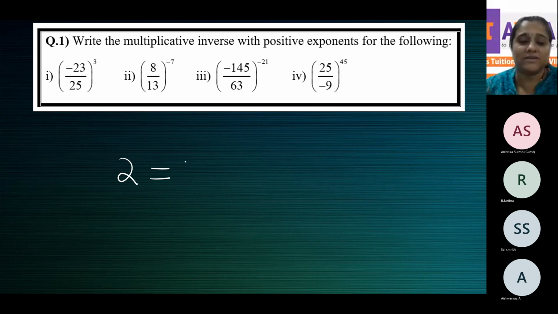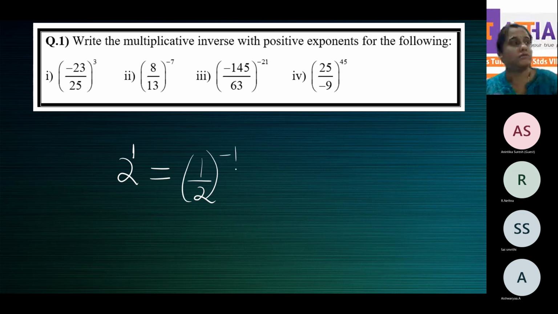Yes, I'm back, children. So Aishwarya was right. We just have to use a rule. What's the base? 2 is the base. What's the reciprocal of the base? 2 by 1 becomes 1 by 2. And the negative of the power. What's the power? It's 1. Negative of the power is minus 1. Use a rule. That's all.